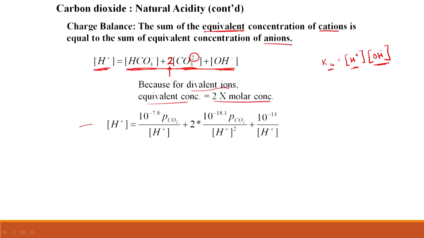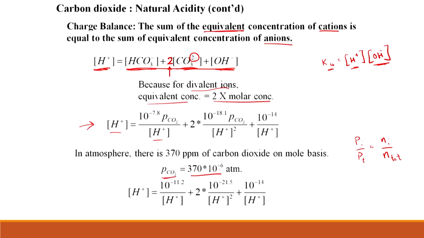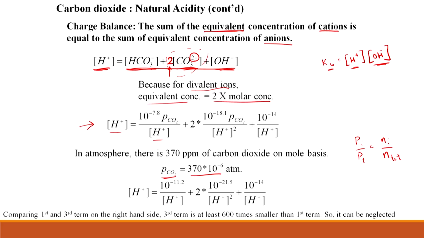So, substituting what we have from the previous set of calculations, we have an equation that is only in terms of H plus and PCO2, in atmosphere, 370 ppm on mole basis. So, from the partial pressure to total pressure being in the ratio of Ni, or the molar ratio, to N total, we end up with Pi, or partial pressure of CO2, to be 317 to 10 power minus 6 atmospheres. So, plugging that in, we have this term, and again as I mentioned earlier, you could have neglected the CO3 2 minus, right.